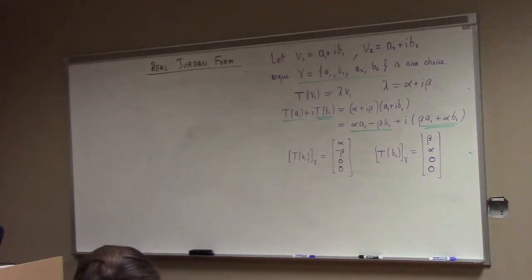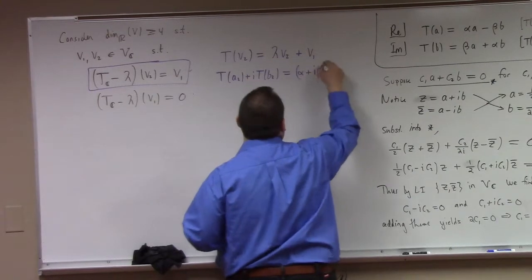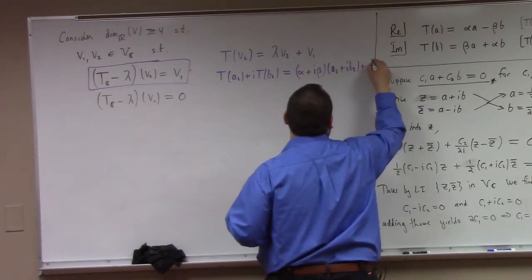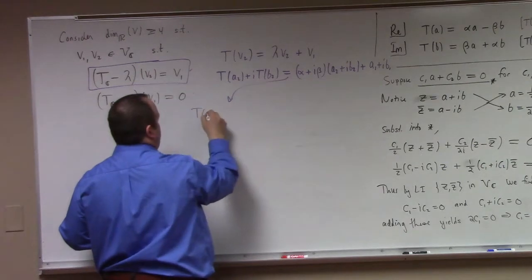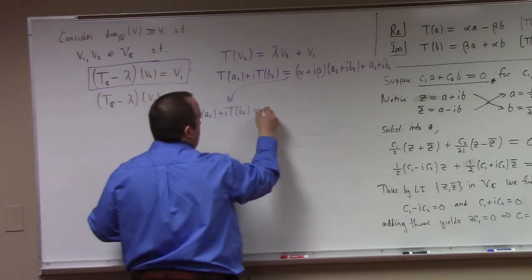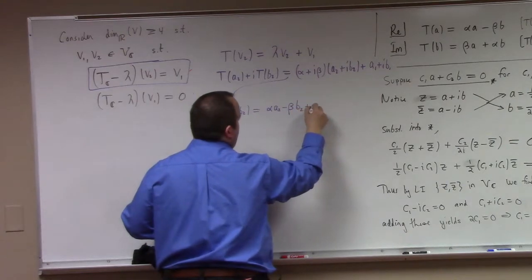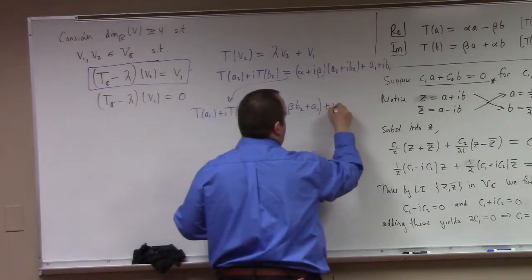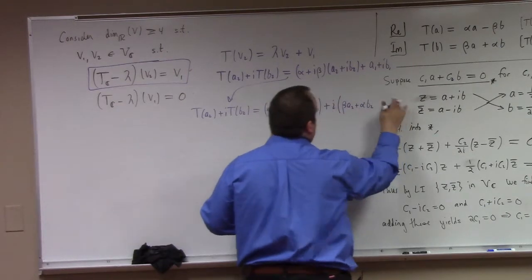All right, so this means that T of V2 is equal to lambda V2 plus V1, right? So that's T of A2 plus i T of B2 is equal to alpha plus i beta times A2 plus i B2, plus A1 plus i B1. So we get T of A2 plus i T of B2 is equal to alpha A2 minus beta B2 plus A1, plus i times beta A2 plus alpha B2 plus B1.